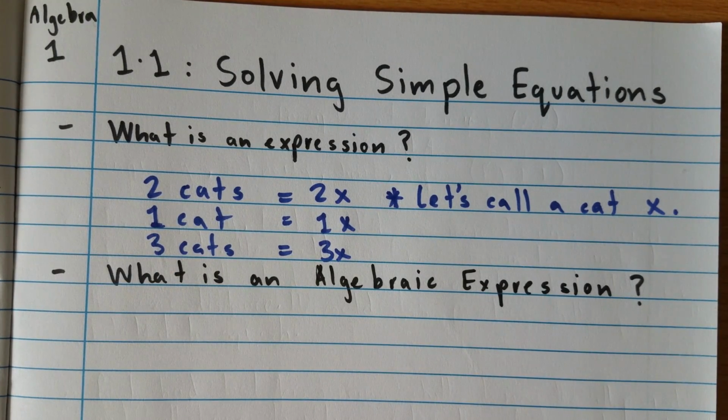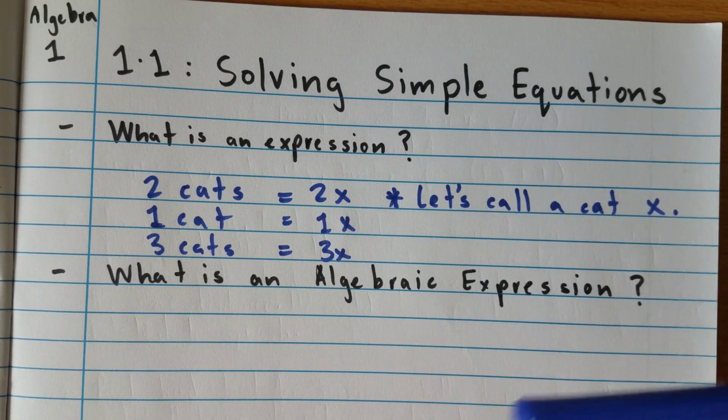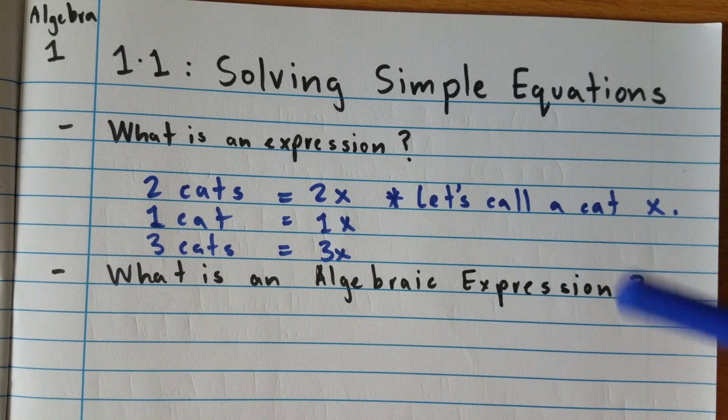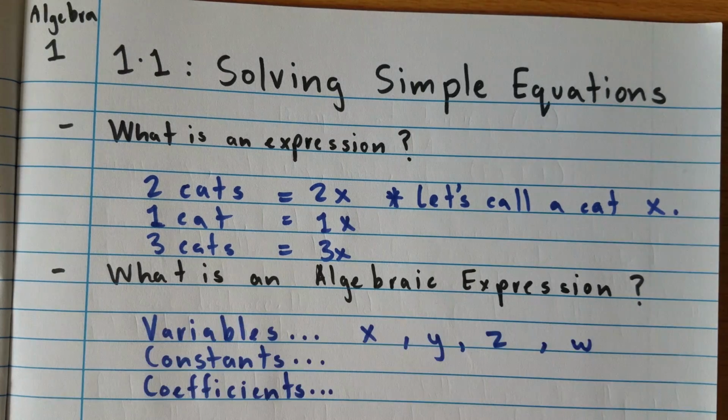Now, what is an algebraic expression? Well, an algebraic expression is only about algebra and numbers. We're not going to talk about any applications like cats or dogs at your home. It's purely algebra, and it consists of things known as integers, variables, and constants.